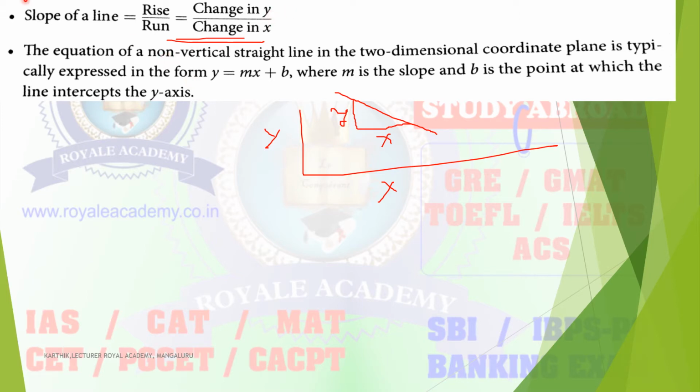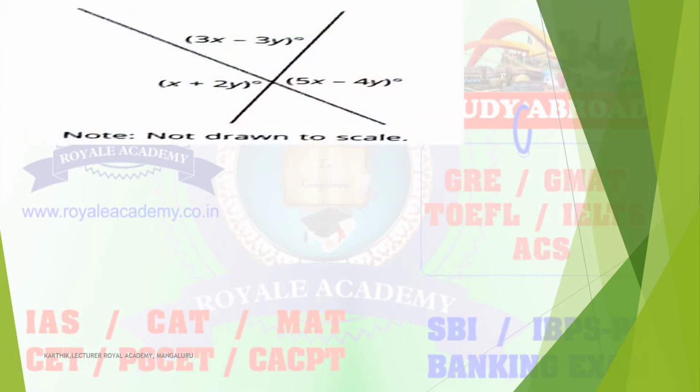And then one more formula you have to remember. For a straight line, y is equal to mx plus b. Here m is the slope and b is the point at which the line intercepts the y-axis. So this also you just remember, y is equal to mx plus b. Okay. Next we'll see the problems one by one.